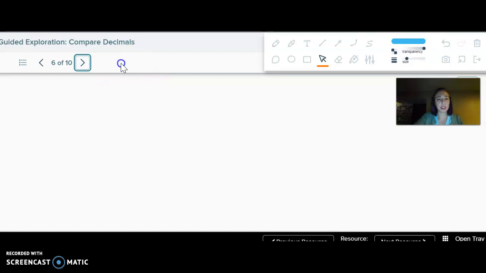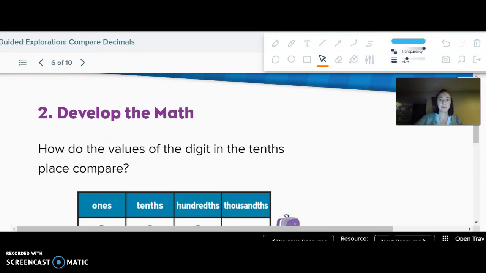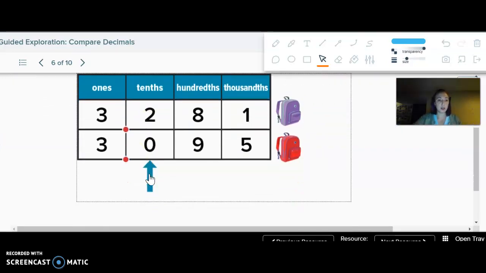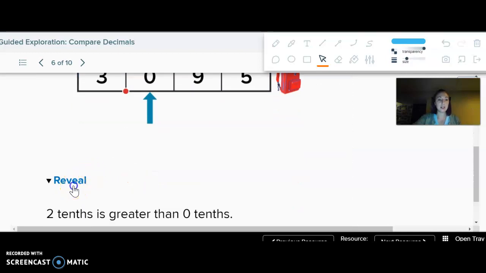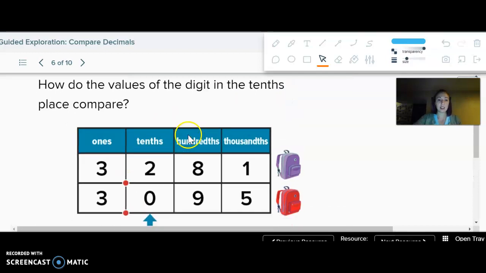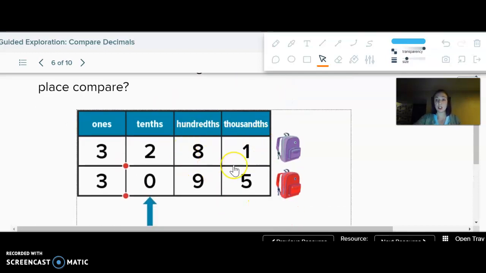Hopefully your brain isn't tired, because this is really just lining up the decimals and looking. All right, so like I said, in the tenths place, the two is bigger than the zero. 2 tenths is greater than 0 tenths. So it doesn't even matter what's over here because those are much smaller pieces.